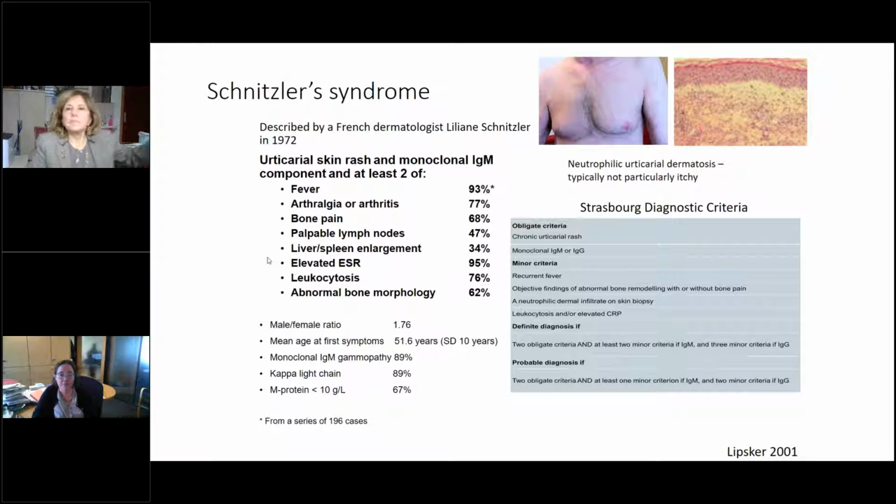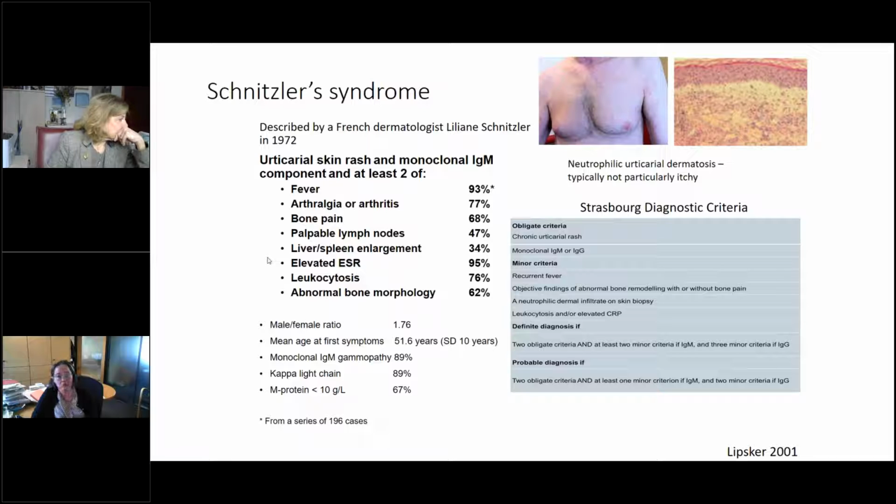And in 85% of cases, this is an IgM. In 10% of cases, it's an IgG. And again, in 85% of cases, the light chains are kappa, not lambda. Minor criteria in association with this are a history of recurrent fever, evidence of bone remodeling, and an elevated CRP.